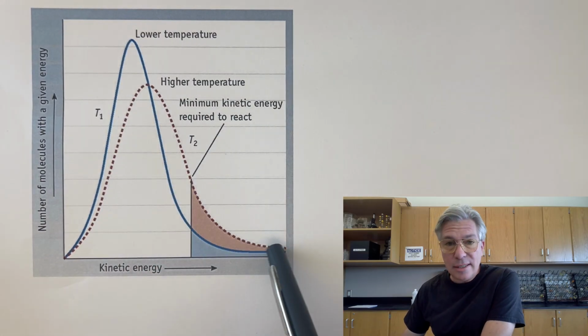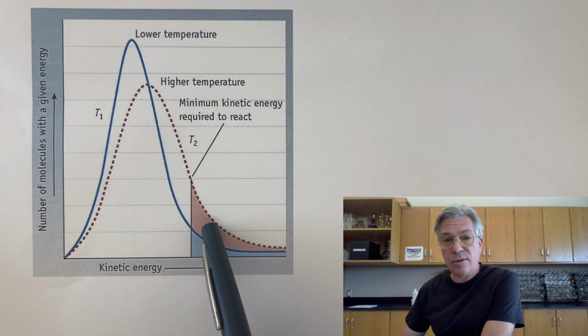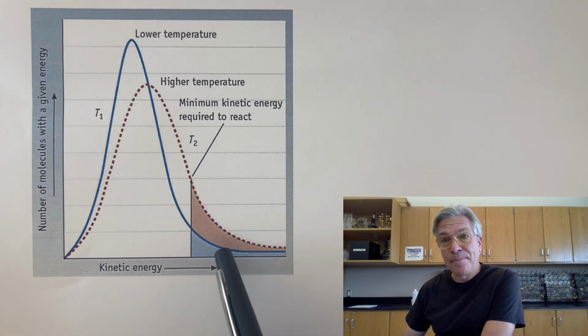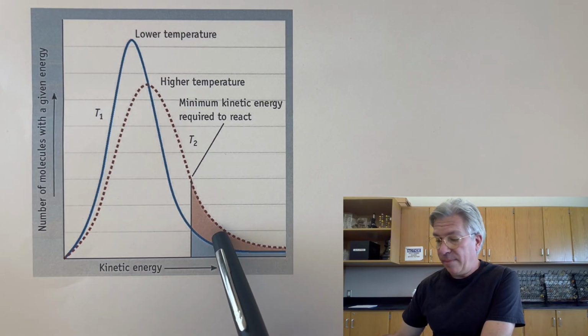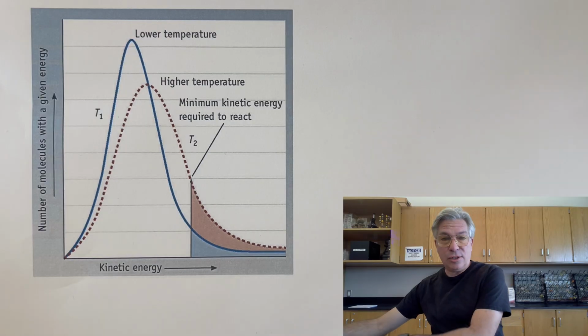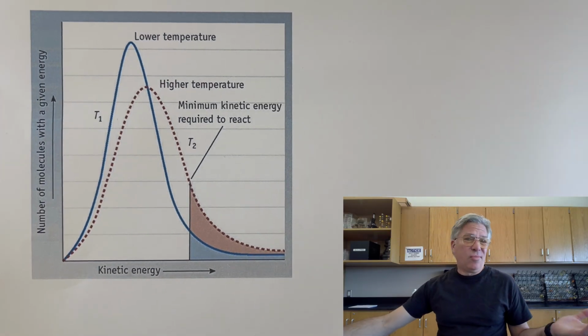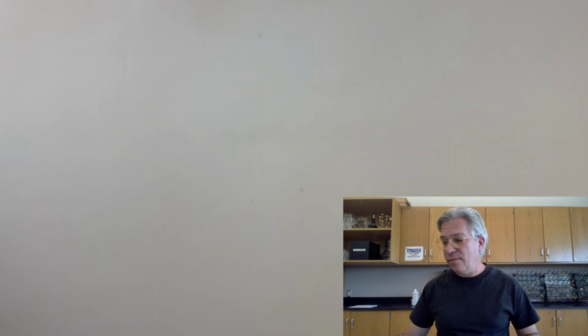The area under the curve stays the same, but a greater fraction are now past that line. And so the reaction can happen. We have more effective collisions happening, and the reaction generally happens faster. Okay, great. How does that help me to find the activation energy?